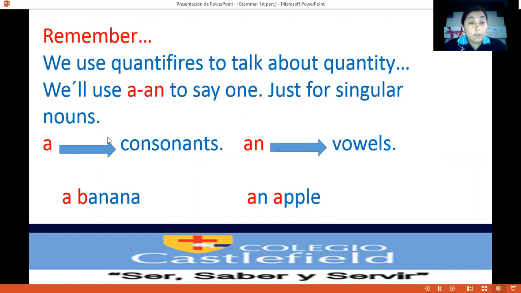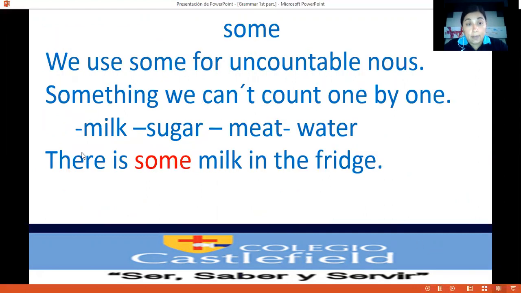And we have the example here, okay? We are going to use a when the word that comes next begins with a consonant, and we are going to use an with the words that begin with a vowel, okay? So we say a banana, un plátano, and we say an apple, una manzana, okay? Just for singular nouns. And we'll continue with some.